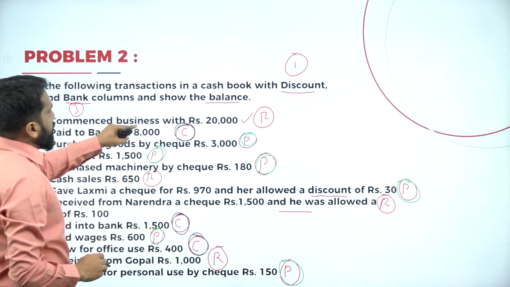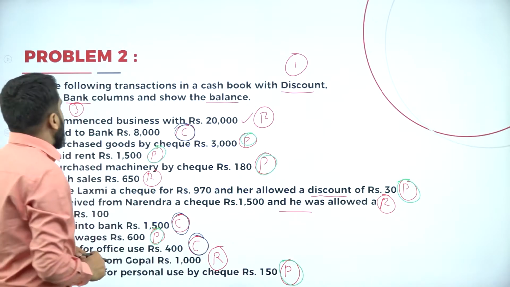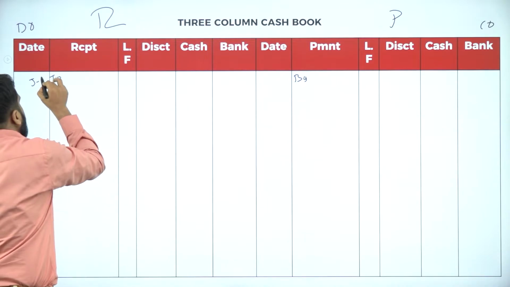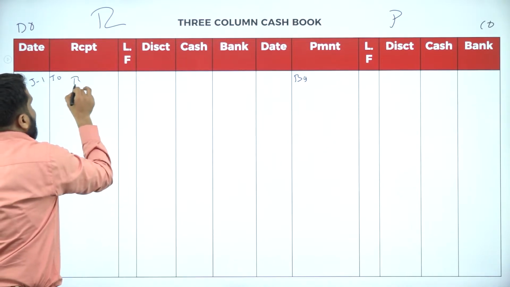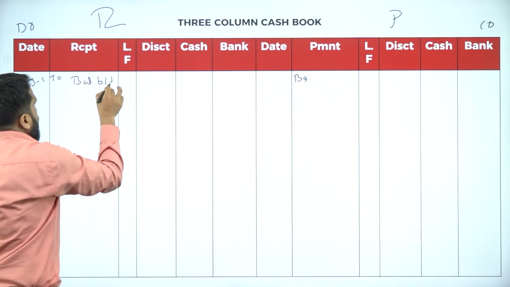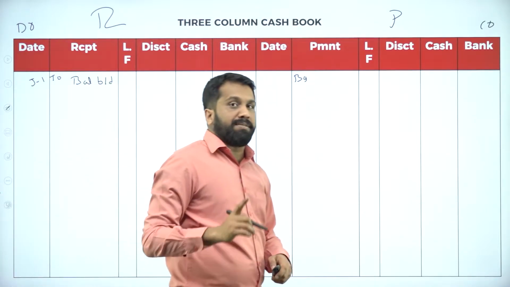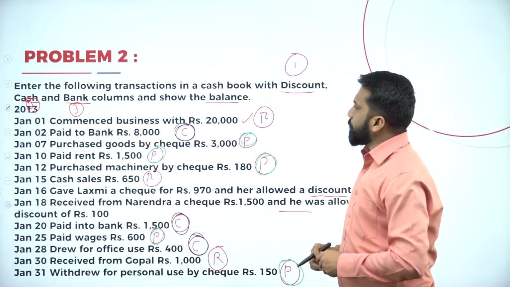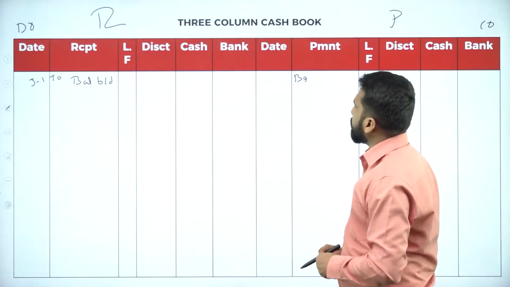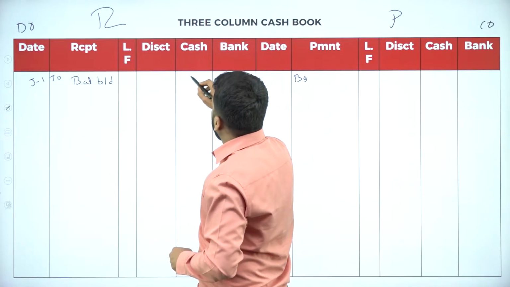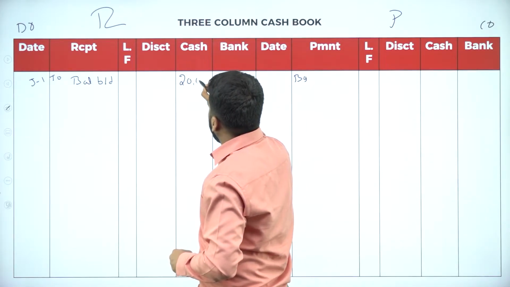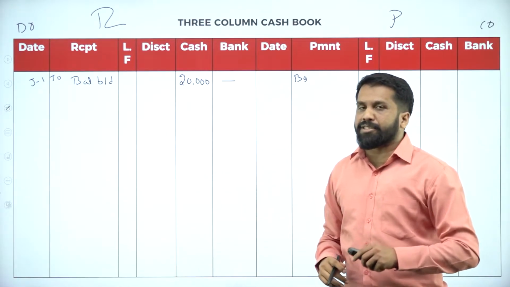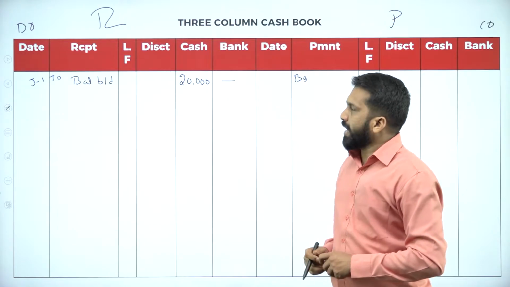Commenced business with rupees 20,000. Now, January 1st, balance brought down. Commence business, we call it as balance brought down. What is the value? The value is 20,000, in the cash column. Unless they mention bank or check, we should write it in your cash column.